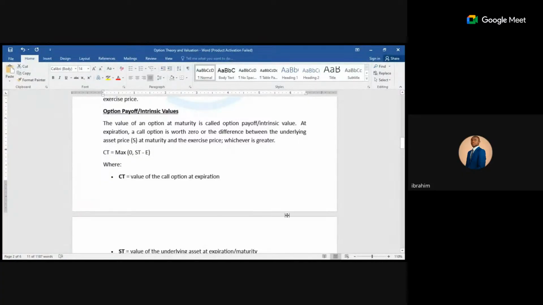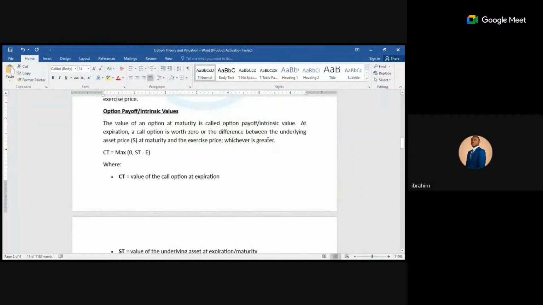Okay, I will illustrate that. Let me just explain this. Okay, now at the expiration, a call option is what? 0, or the difference between the underlying assets at maturity and the exercise price, whichever is greater.